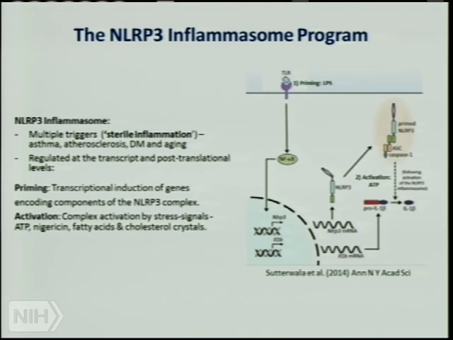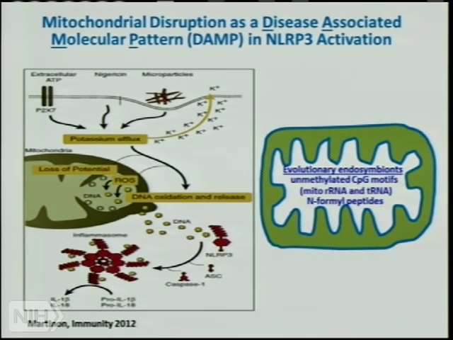And then you get activation, which is when this complex comes together as a multi-protein complex to drive the disease. This can be stimulated by ATP, nigericin, which is a bacterial toxin, fatty acids, and cholesterol. And interestingly, and why we got interested in this, one of the disease-associated molecular patterns, or DAMPs, that can drive NLRP3 inflammasome activation is damage to mitochondria.